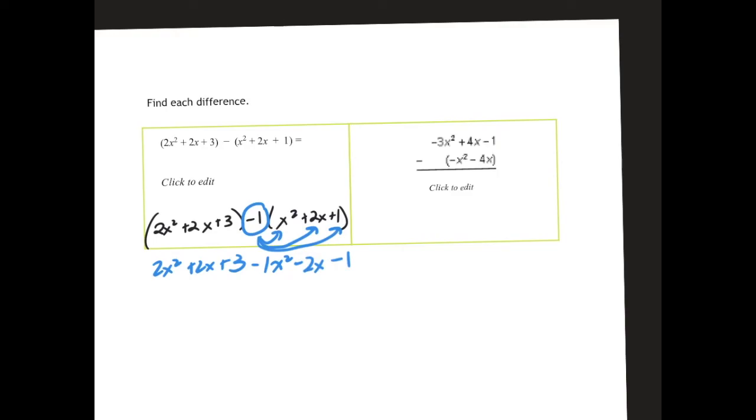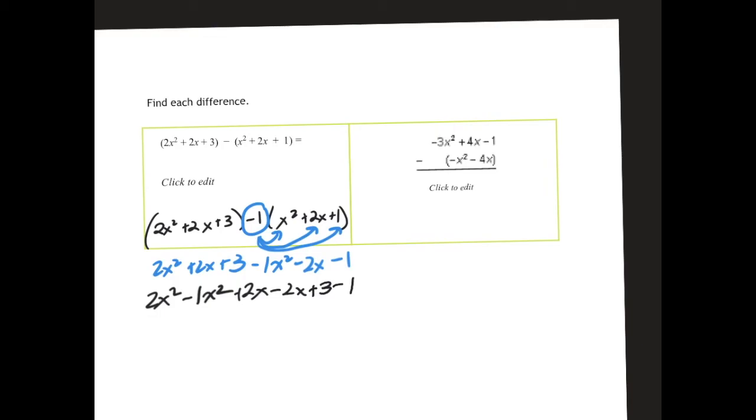Now I'm going to group my like terms together. So I first see that I have 2x squared here and -1x squared here. Those are like terms, so I'm going to put them right next to each other. 2x squared minus 1x squared. And then I have 2x and minus 2x, so plus 2x minus 2x. And then my last term is going to be plus 3 and minus 1 right over here. So plus 3 and minus 1.